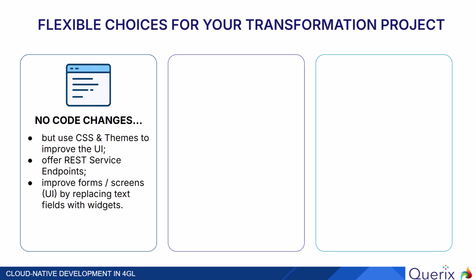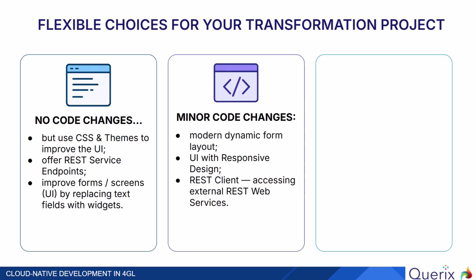You can use CSS and Lycia themes to improve the UI, offer REST service endpoints, and improve forms and screens by replacing the text fields with widgets. The second approach is the minor code changes one. Opt for a modern, dynamic form layout, UI with responsive design, and a REST client.